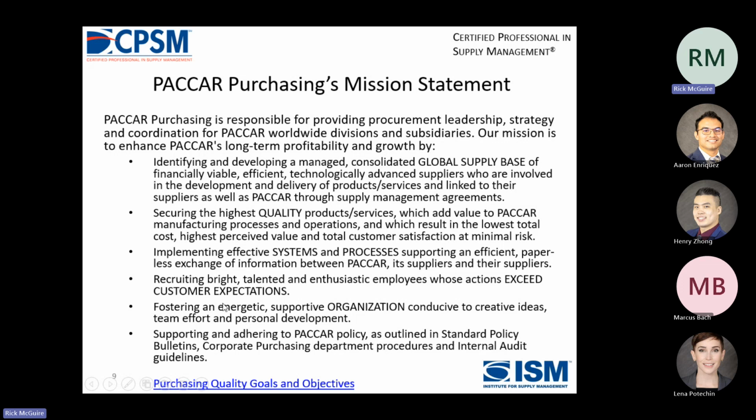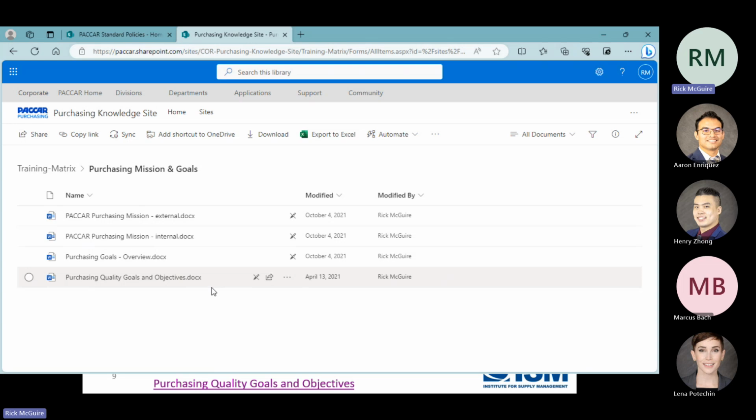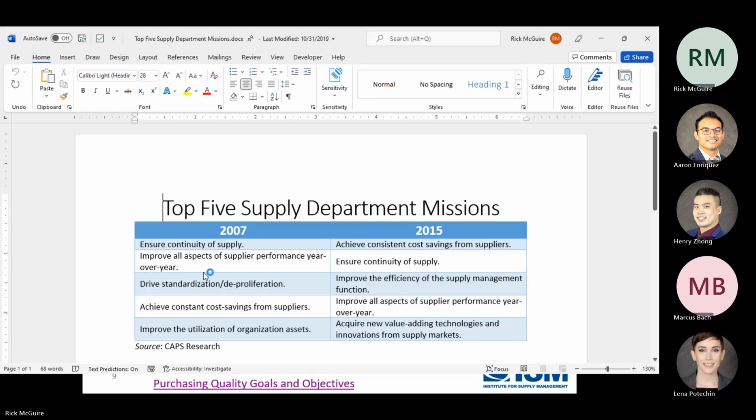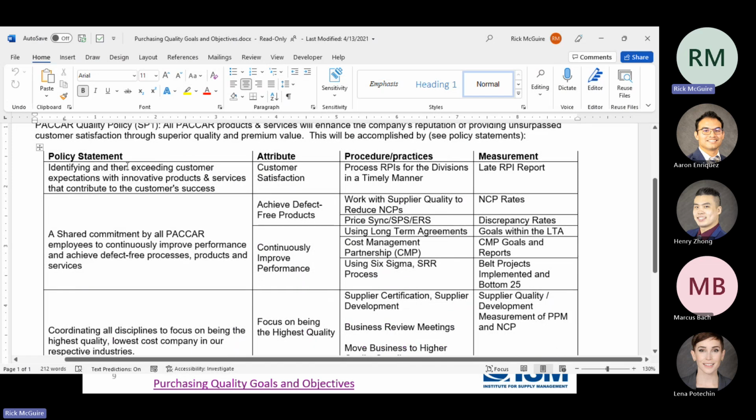Here's a mission statement we looked at before from 2007 for purchasing. It's soup to nuts. It kind of covers everything. And then this is another thing that I had found. Purchasing mission, internal, external goals, and objectives doc, I think what this is. Yeah, this is something else somebody put together.